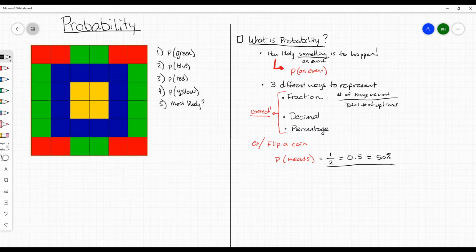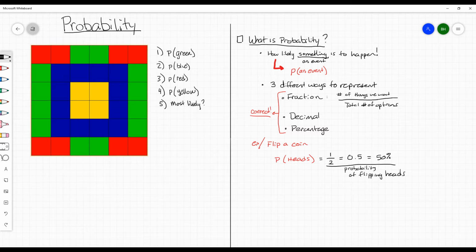We just got done talking about flipping a coin and how to represent the answer. All of these are appropriate answers for the question of the probability of flipping heads. And so I would take any of these three solutions.